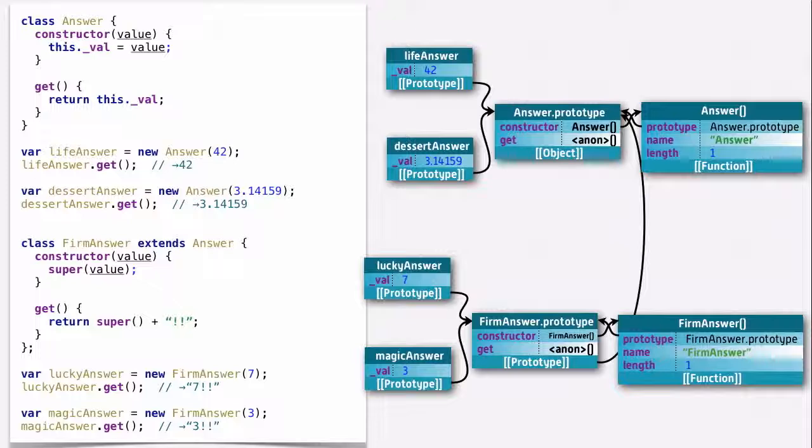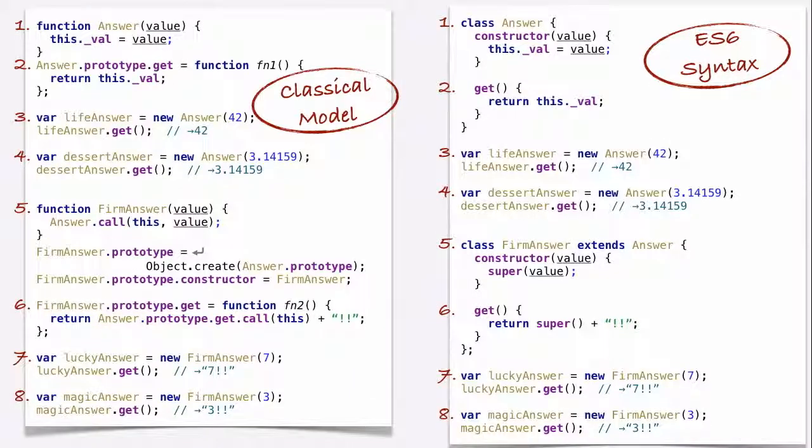Now, as far as I can tell in my research, that yields the exact same underlying object model that classical inheritance does, as I've shown here on the right. But it's going to be much easier to work with. If you want to see how that compares to the classical model, I have a side-by-side comparison here. Go ahead and pause the video if you want to study this in depth.